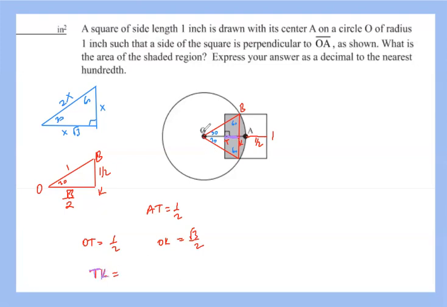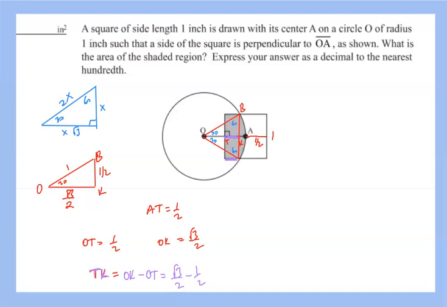So that would be OK minus OT. OK is √3/2, and OT is 1/2. So this is the difference between these two numbers, and that is also the same as this part, which is one side of this rectangle. And the other side of that rectangle was just 1.